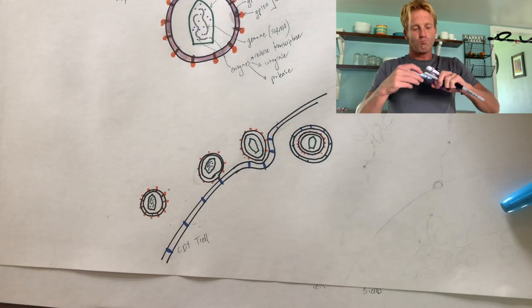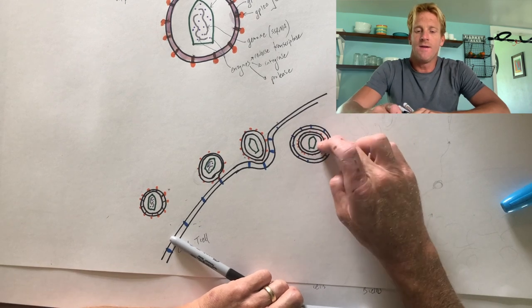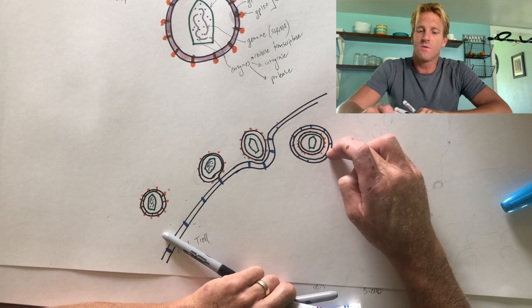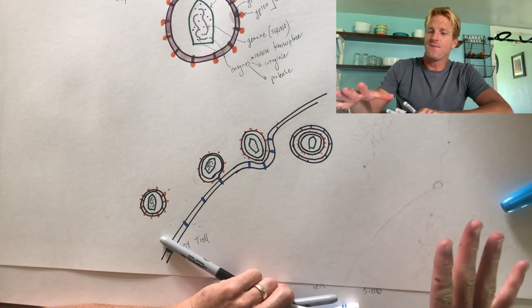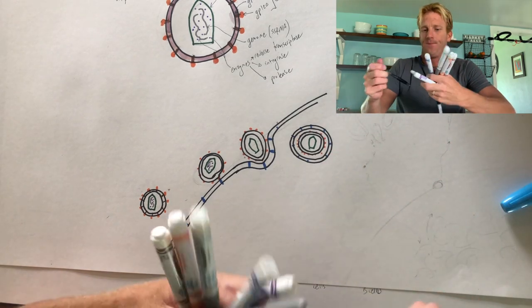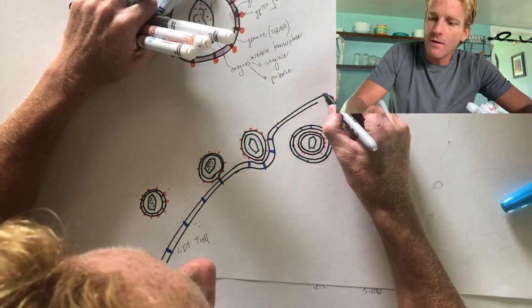receptors are going to be there. Okay. So after endocytosis has occurred, then the envelope of the virus is going to fuse with the membrane of this endosome or this vesicle, and that's going to release the capsid into the cytoplasm of the cell. So we can kind of extend out this cell membrane. We'll extend it out to like here.